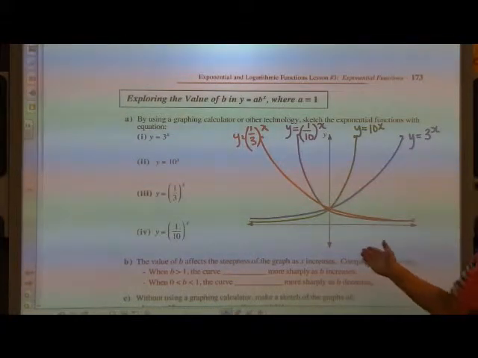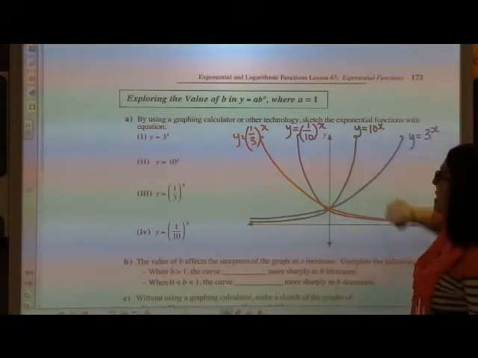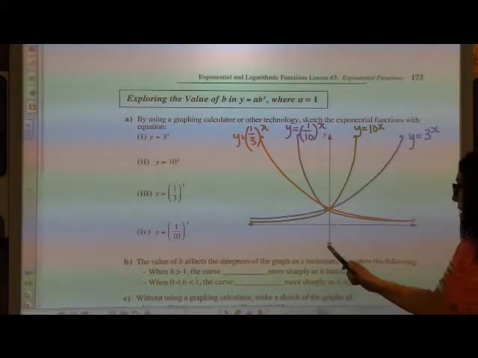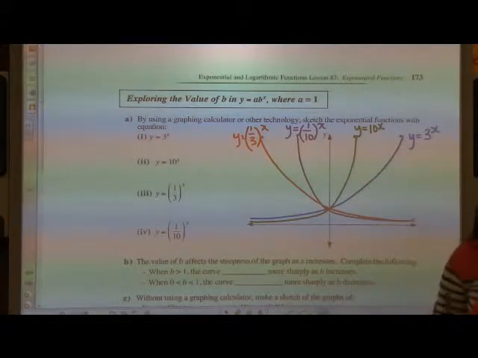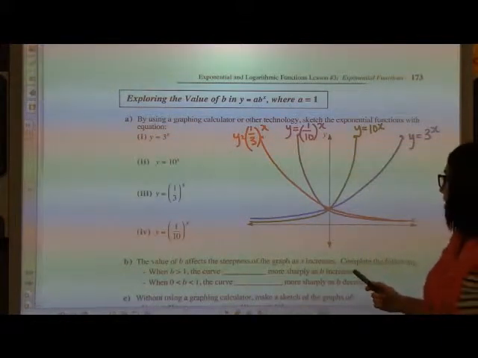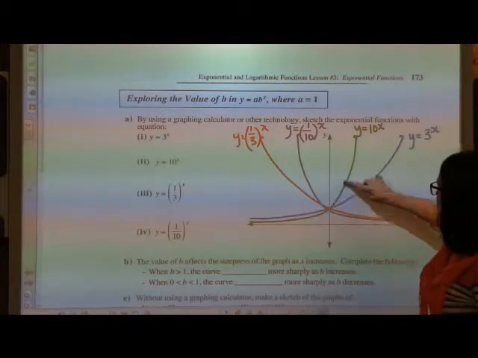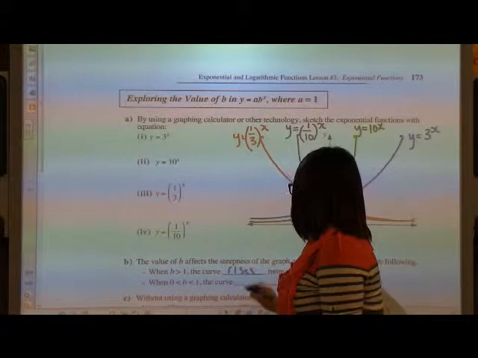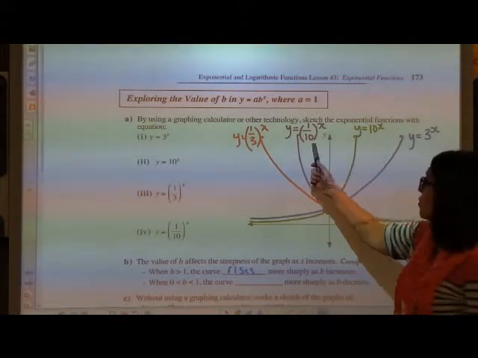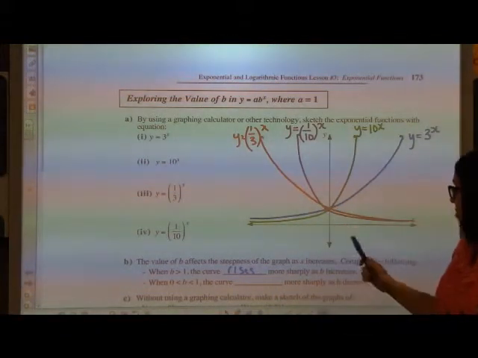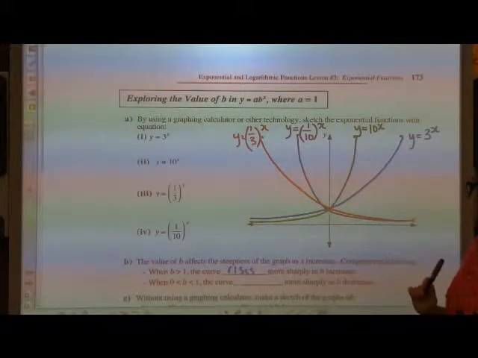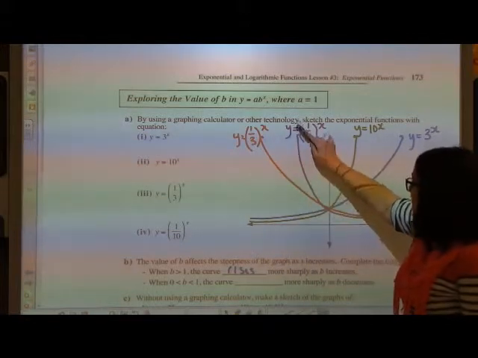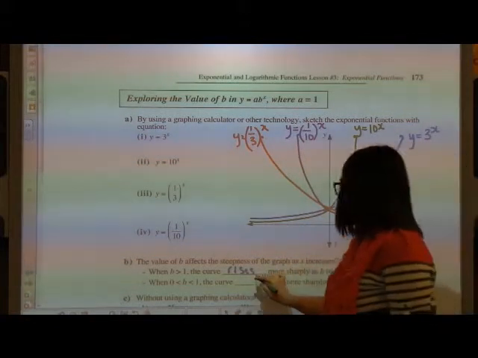The value of b affects the steepness of the graph. When b is greater than 1, the graph rises more sharply as b increases. And when b is between 0 and 1, which are these two, the curve falls more sharply as the b value decreases. 1/10 is smaller than 1/3, so it falls more sharply.